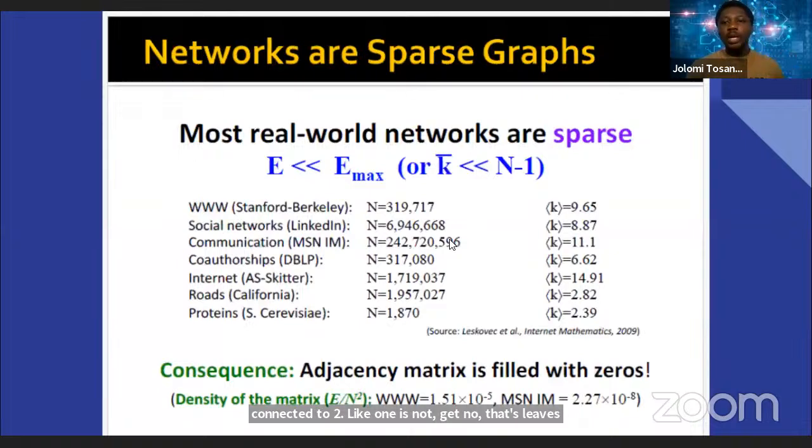So most real world networks are sparse. Sparsity means that if you take the average number of edges, it is way less than the average number of nodes, right? We have a bunch of nodes compared to the number of edges. For example, if you look at LinkedIn connections, it has over 6 million nodes as of 2009, but the average number of edges is 8.87. So we have a lot of unconnectivity, right? Basically in a real world network they are sparse. So that means that the adjacency matrix will be filled with a lot of zeros.